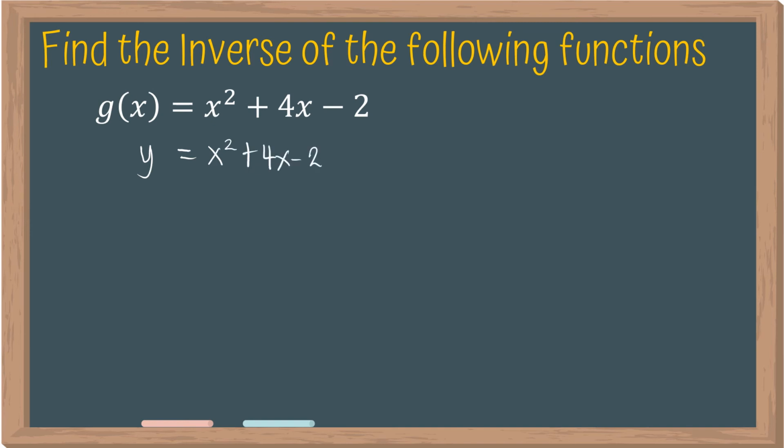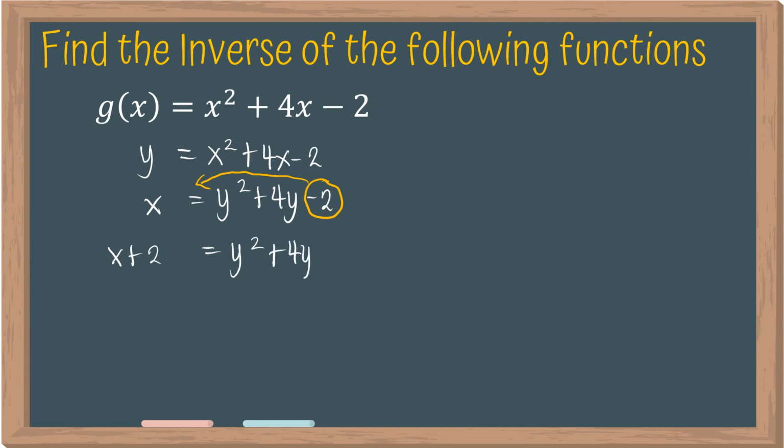After that, we're going to interchange x and y. So y variable will become x, and then x variables will become y. So we have 4y minus 2. Okay, so solving for y, we will have negative 2 to the left side of our equation. And that will give us x plus 2 is equal to y squared plus 4y.